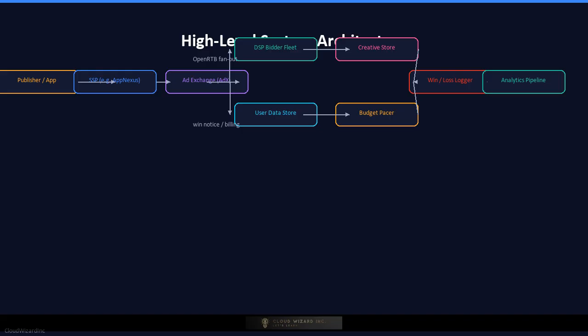On the demand side, each DSP exposes a bidder endpoint. The bidder receives the request, queries a low-latency user data store for audience and frequency cap information, runs a bid price model, and returns a bid response. A budget pacing service tracks spend in near real-time using a distributed counter. A creative store holds ad creatives keyed by creative ID. After the auction, the ad exchange sends a win notice to the winning DSP, logs the auction for billing and analytics, and returns the winning creative to the SSP for rendering. A data pipeline asynchronously processes impression logs, click events, and conversion events for reporting.